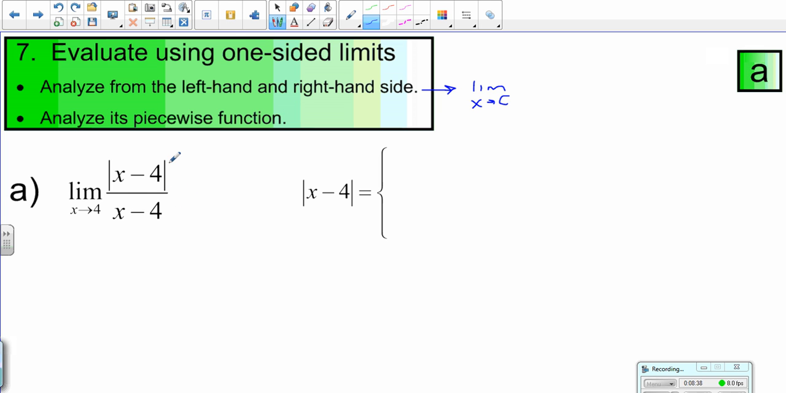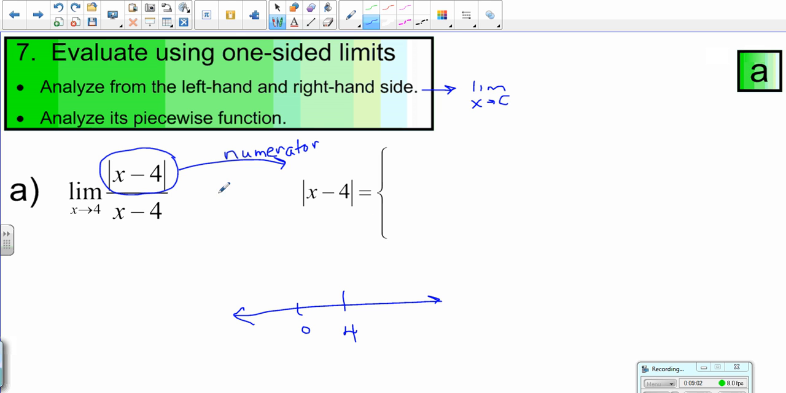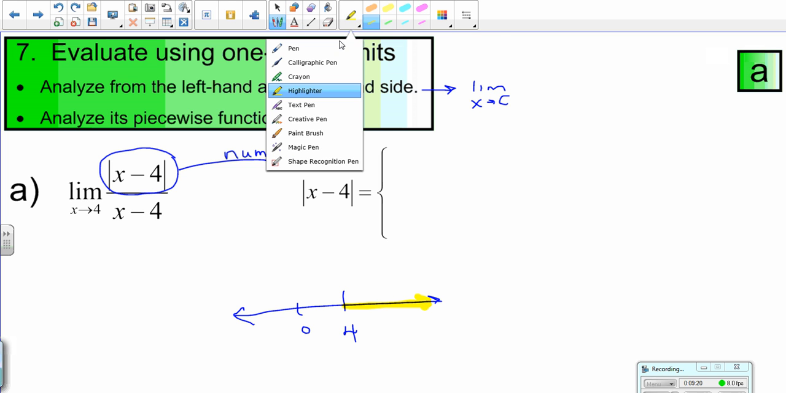When I see absolute values, I can rewrite the absolute value sign using a piecewise function. So just focusing solely on the numerator, we're going to look at ways to rewrite this. I'm going to look at it from a number line point of view. So there's my 4, and let's say here's 0. When I put in a number larger than 4, when we're headed this way, this would be positive, wouldn't it? So anything bigger than 4 gives me a positive value.